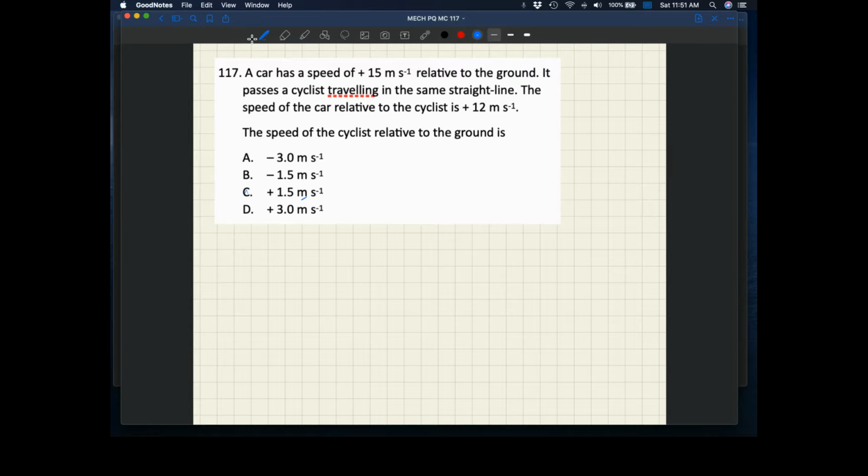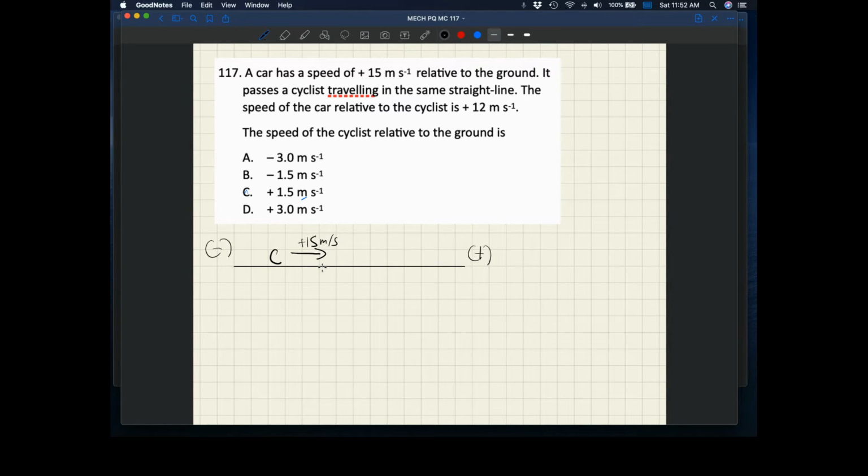So in this situation here, we've got a car traveling with a speed of 15 meters per second, positive 15. So we should set up our coordinate system. We have the positive direction and the negative direction. We have a car that is traveling with a speed of plus 15 meters per second.